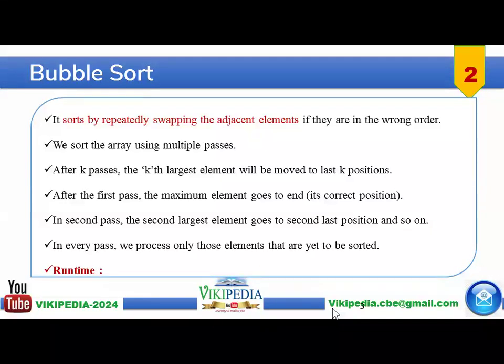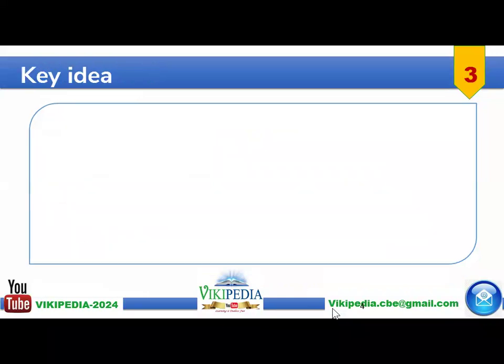For that, the running time will be of order n square, which means there will be n number of passes, and for each pass, there can be a maximum of n swaps. So the runtime is order of n square. So bubble sort is the simplest algorithm, but it has a higher runtime when compared to other sorting algorithms.